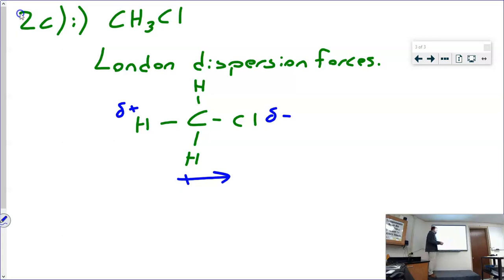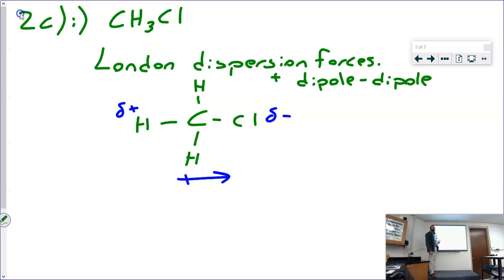So if it's polar, we're also going to have dipole-dipole forces. Okay, so London dispersion plus dipole-dipole. Now there's a third type, right? The third type is hydrogen bonding.